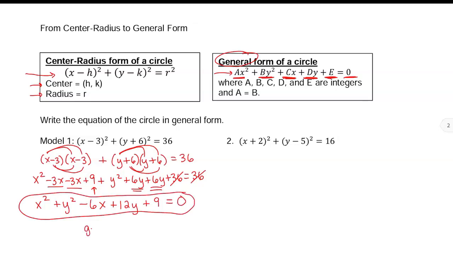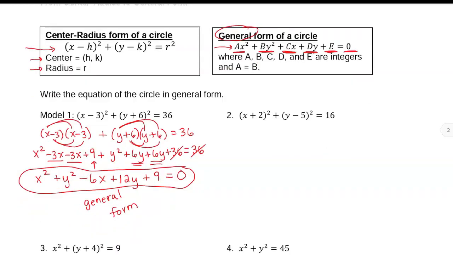Notice how this form is not very useful. We cannot see what the center of the circle is. We cannot see what the radius of the circle is. So what we're going to do is see how we get this general form. We're going to practice getting general form. And on the next page, we'll practice how we go back into center radius form.